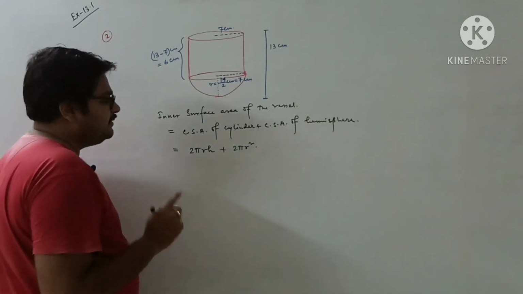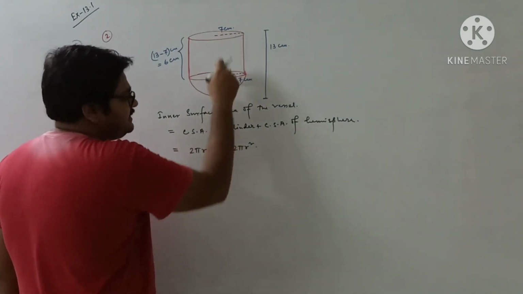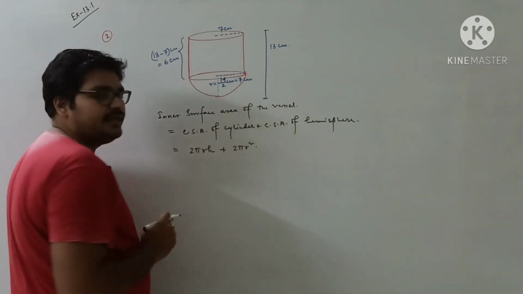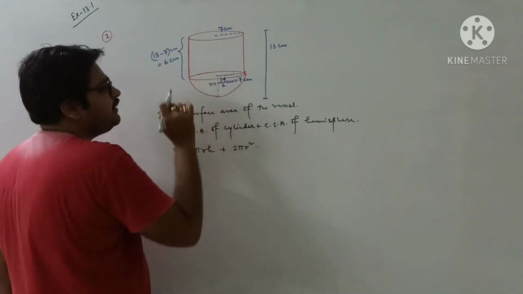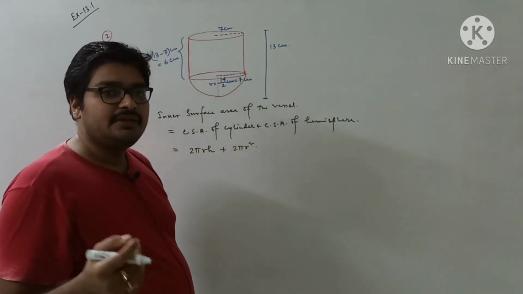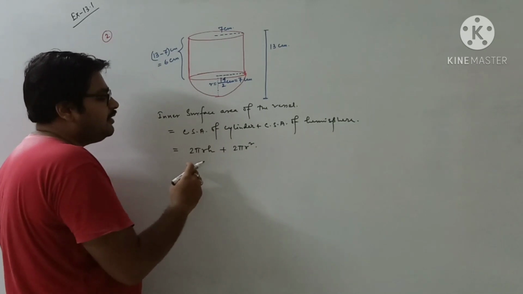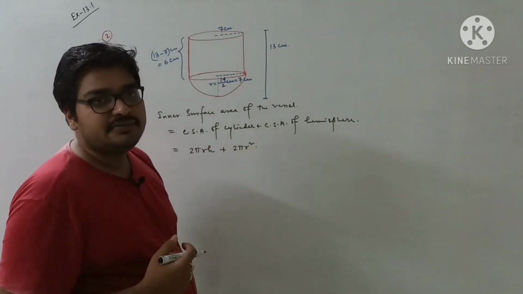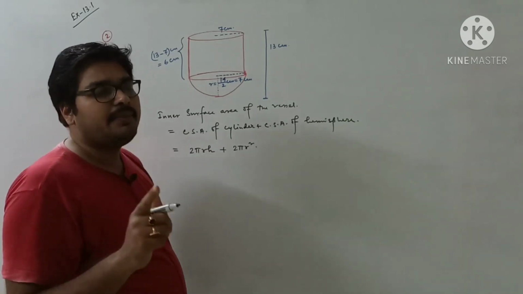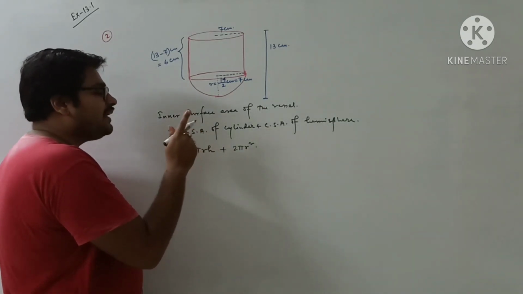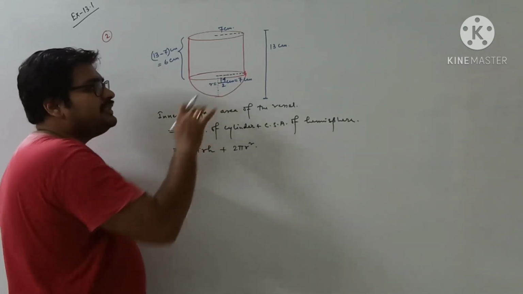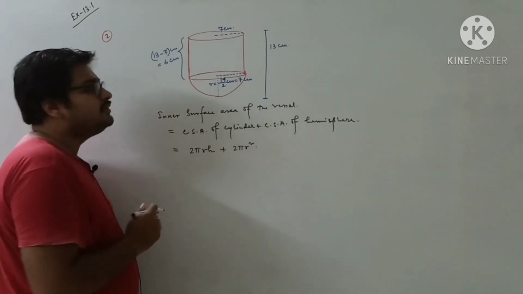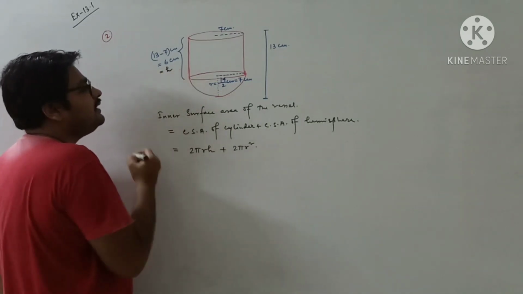One thing you have to remember: both the radii are the same, so in both cases I can use the same r. But if the radius of the hemisphere and the radius of the cylinder are different, then whenever you write the formula, one radius is marked as small r and the other as capital R, because whatever you write must match the values you have written in the figure. So this is your h and this is your r.